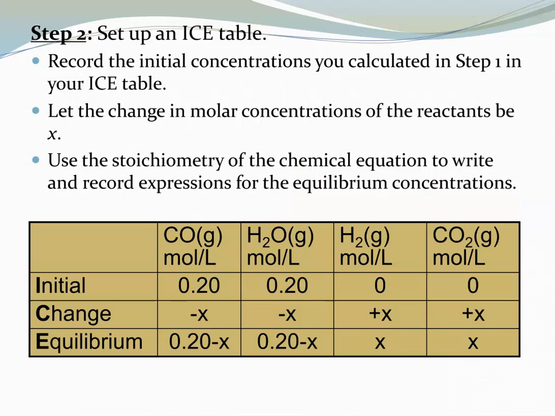The second step is to set up an ice table. The initial concentrations calculated in step 1 should be put in the initial row. X will be the change of the concentrations. The change will be positive for the products because we expect their amounts to increase. The change will be negative for the reactants because we expect their amounts to decrease.